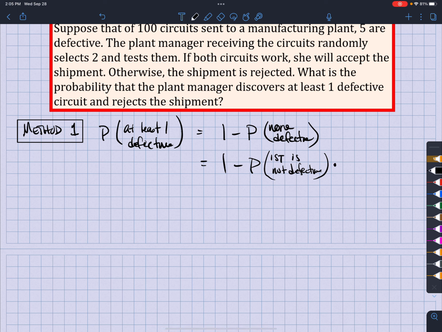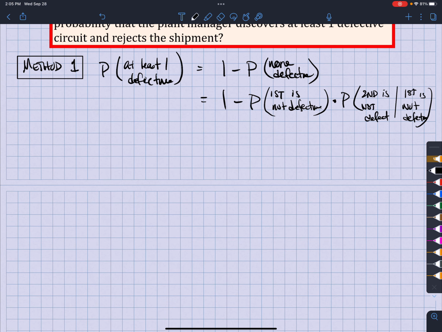And then I'm going to multiply that by the probability that the second is not defective, given that the first is not. Okay? So that's what I'm looking at.